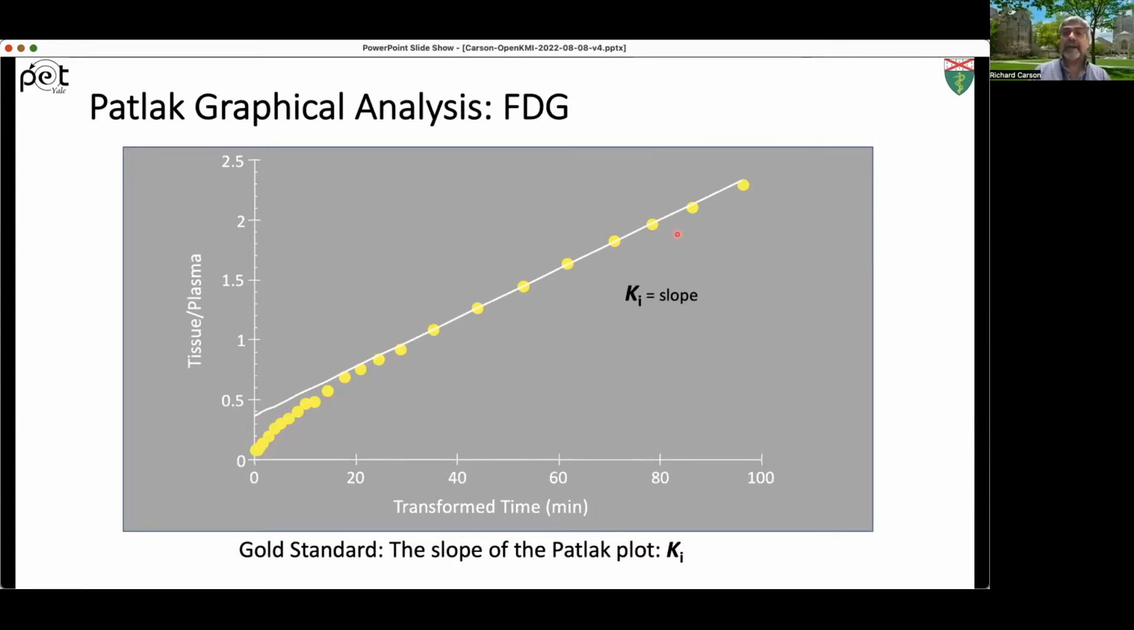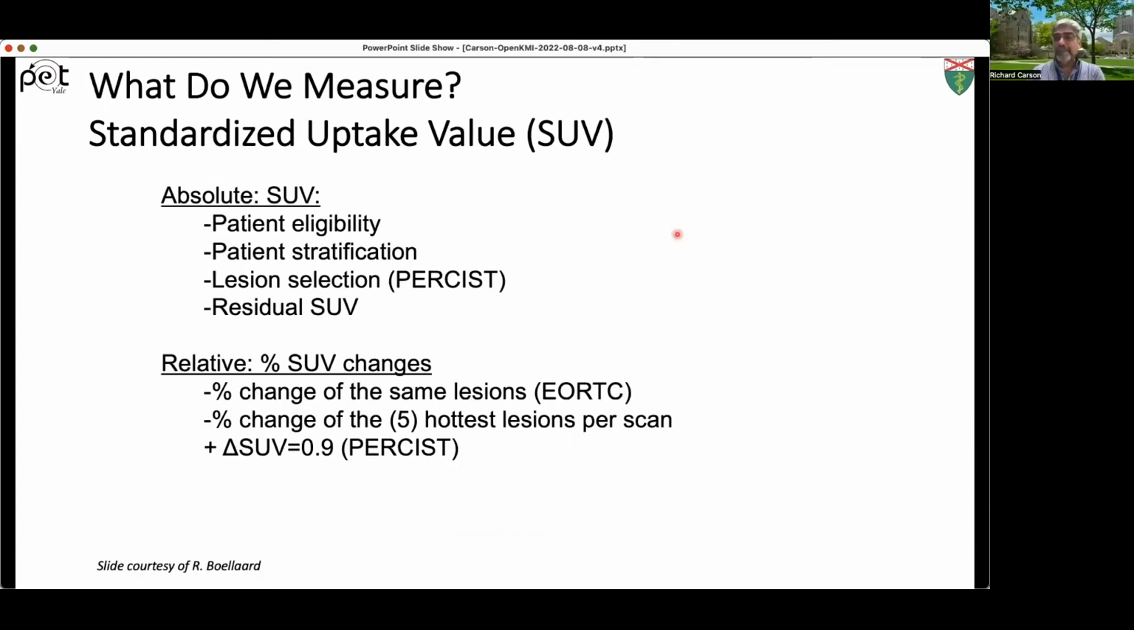that net uptake rate. But you know what? We don't do that. It'd be nice if we did that routinely. A few places are doing that. It's actually, tools for that are being delivered into PET scanner code, but we use SUV. And we use SUV for everything. Certainly looking at that in the tumors.